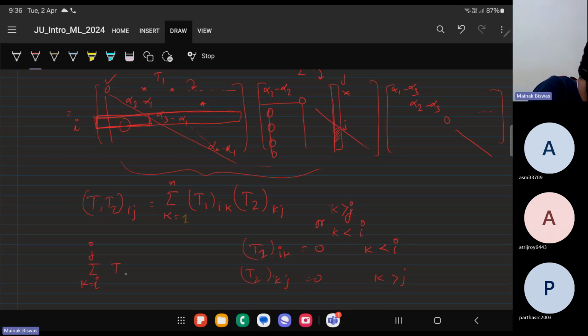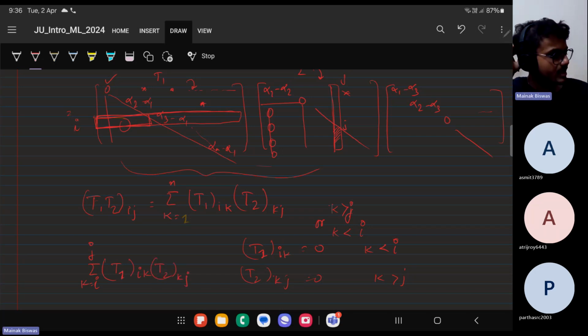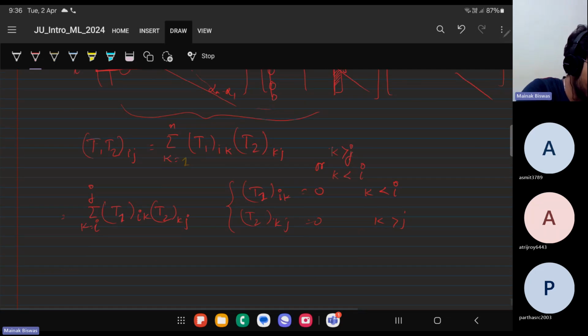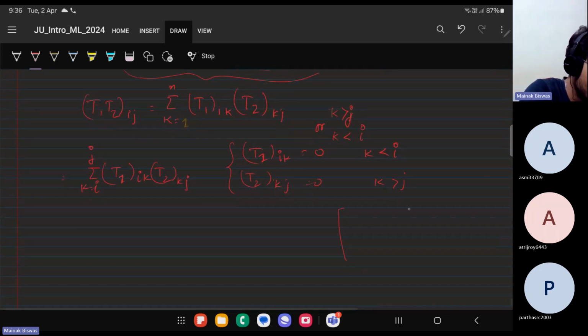I don't know what the issue is. Okay, I'll not go into details then. Is this clear or not clear? What is the problem? These two terms are zero, yes or no? Let me draw a matrix and it will be clear.